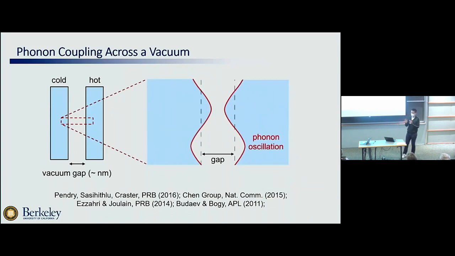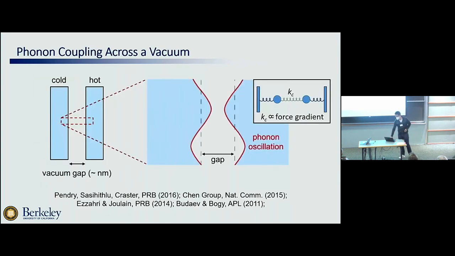If you think about two objects with different temperatures, and you place them with a nanoscale gap, then because the two objects have finite temperatures, their surfaces must be vibrating. And because there's a Casimir force between the surfaces, the vibrations will start to talk to each other due to the gradient of the Casimir force. Equivalently, you can think of a spring that connects the phonon modes between the objects, and the spring constant is proportional to the Casimir force gradient.